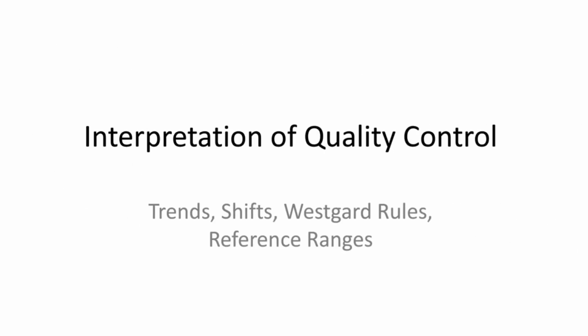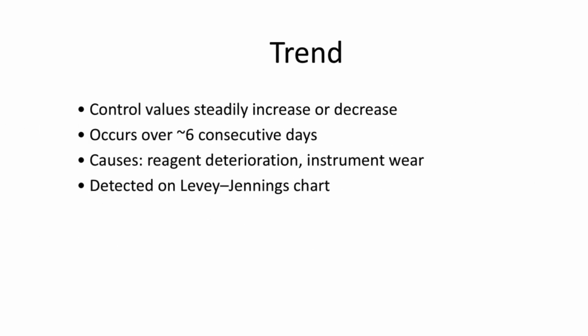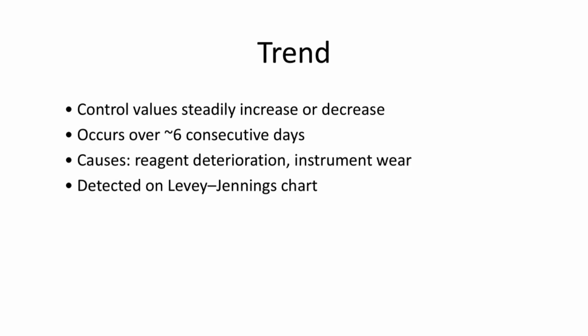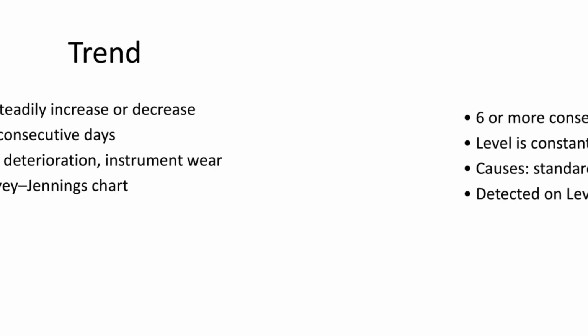When interpreting quality control, several important concepts come into play. First is the idea of a trend. A trend occurs when values for the control continue to either steadily increase or steadily decrease over a period of about 6 consecutive days. Trends may suggest reagent deterioration or gradual instrument wear. These are best identified by visually inspecting a Levy-Jennings quality control chart.